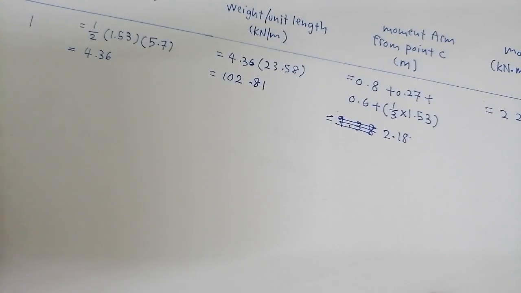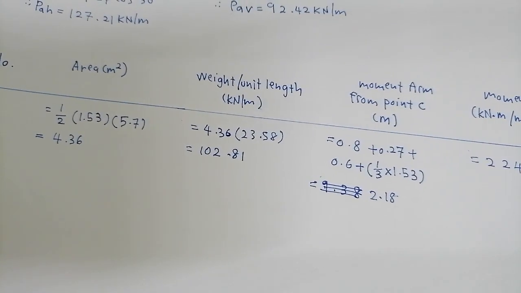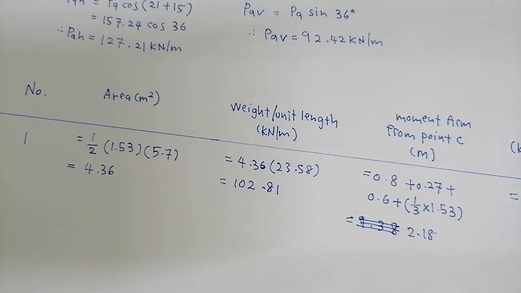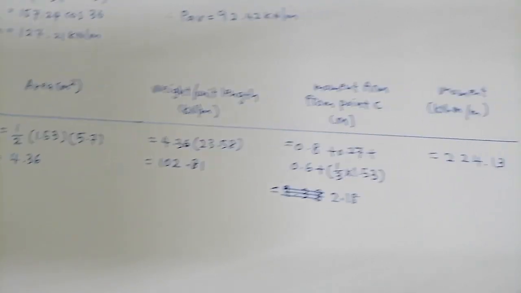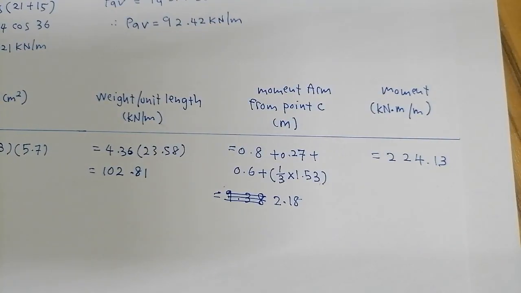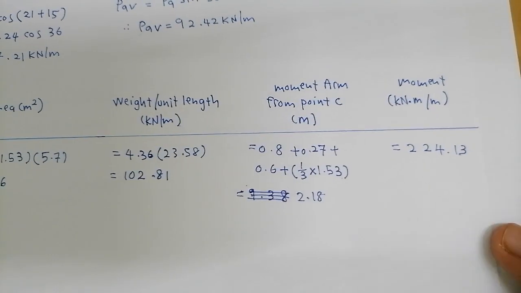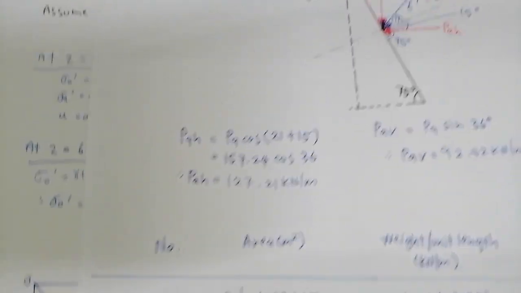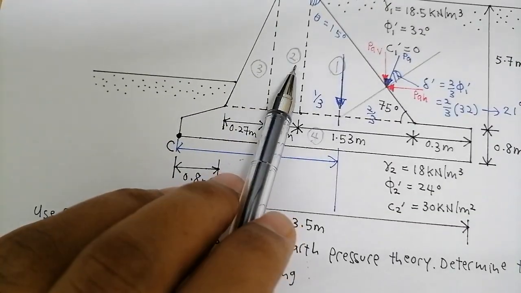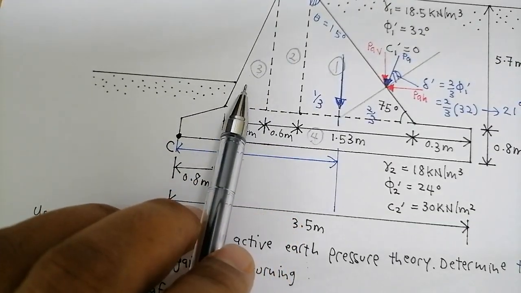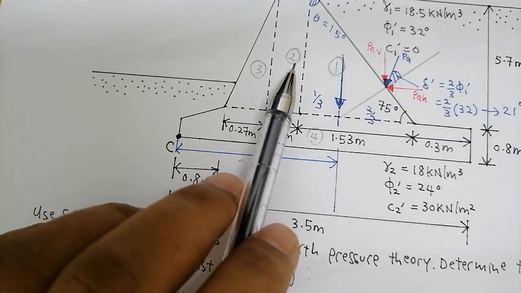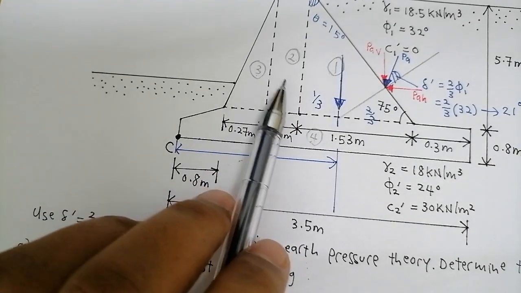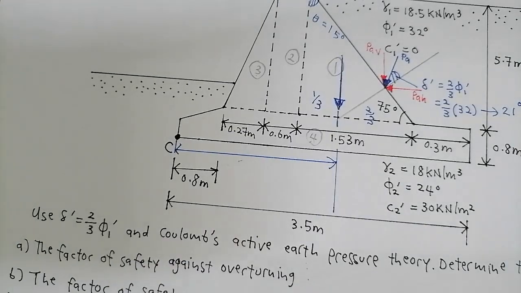Alright, so that's the first area. Okay, and you do the rest. Okay, you have to complete your table. So you have to do the same thing for area 2, area 3, area 4. Okay, I'm going to do this quickly because this is straightforward.